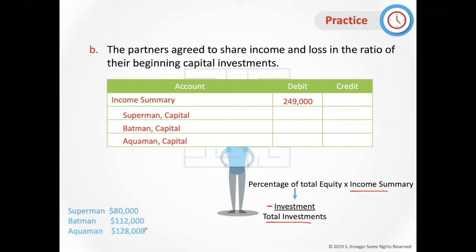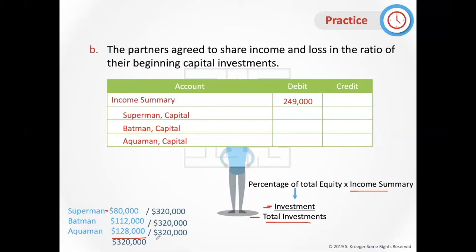Here is all of the capital I got from the beginning. Superman had $80,000, Batman $112,000, and Aquaman had $128,000 invested in the company. When you add this up, this is a total of $320,000. We want to take each of the investments and divide it by that total. For example, Superman's $80,000 investment divided by this total of $320,000. Then we'll do Batman's $112,000 divided by that $320,000, and then Aquaman's $128,000 divided by that $320,000.